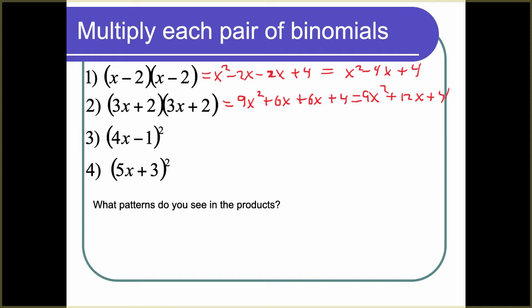We do another one. We have 4x minus 1 squared. And when you look at this, you might start seeing a pattern. When we do this, the first term times the first term is just the first term squared. And we get 16x squared.